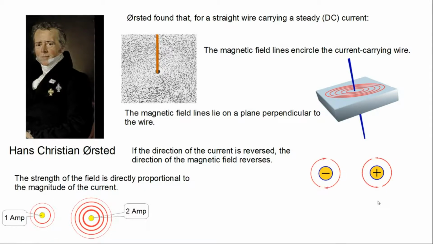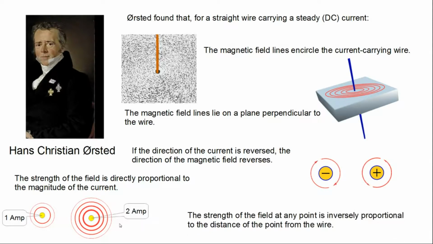And then the strength of the field was directly proportional to how strong the current was in the wire. So if you had a 1 amp current flow in a wire, it put out a magnetic field of a certain strength. But if you increased it to 2 amps, the magnetic field increased. So the farther away you got from that conductor, you could still see the presence of that magnetic field.